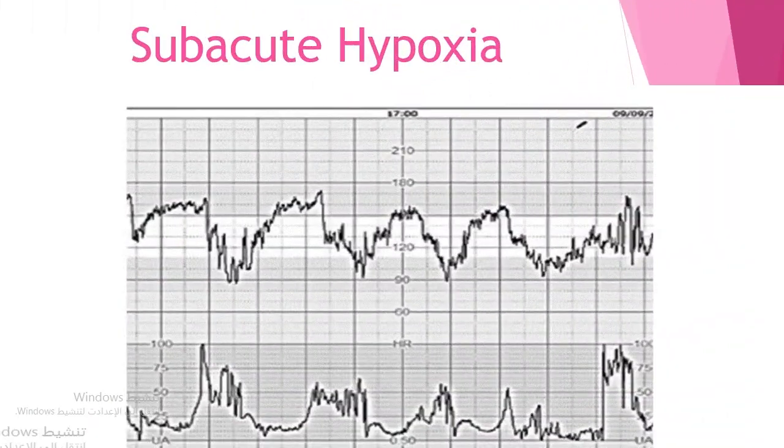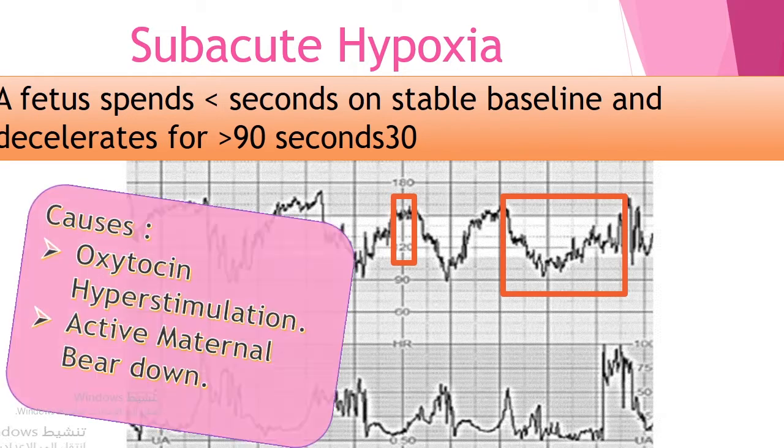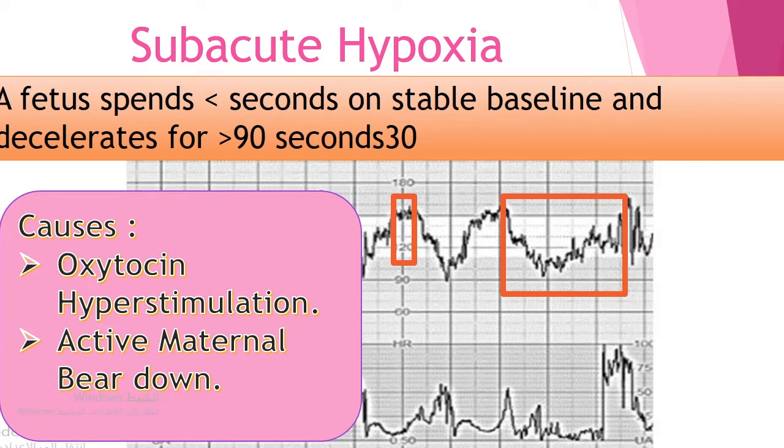Subacute hypoxia occurs when the fetus spends less than 30 seconds on a stable baseline and decelerates for more than 90 seconds. Therefore, the fetus spends more time decelerating to protect its heart, with only one third of the time at the baseline to exchange gases and to protect its brain. The shortage of sufficient time for oxygenation leads to the development of fetal acidosis with a drop in fetal pH at a rate of 0.01 per 2 to 3 minutes. Therefore, the fetal pH may drop from 7.25 to 7.15 in 20 minutes.